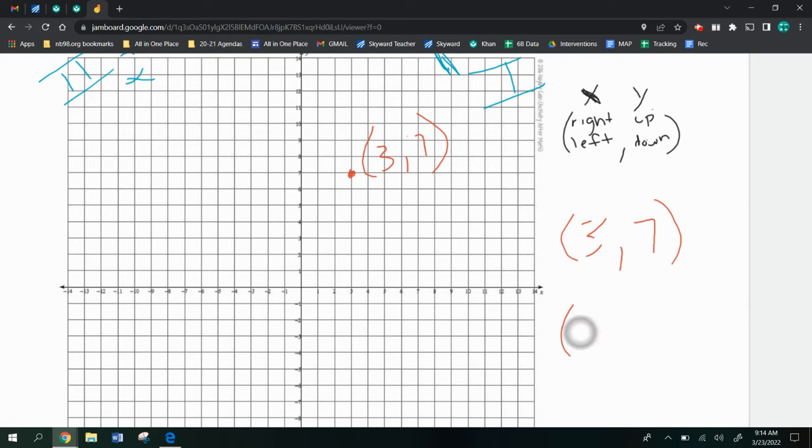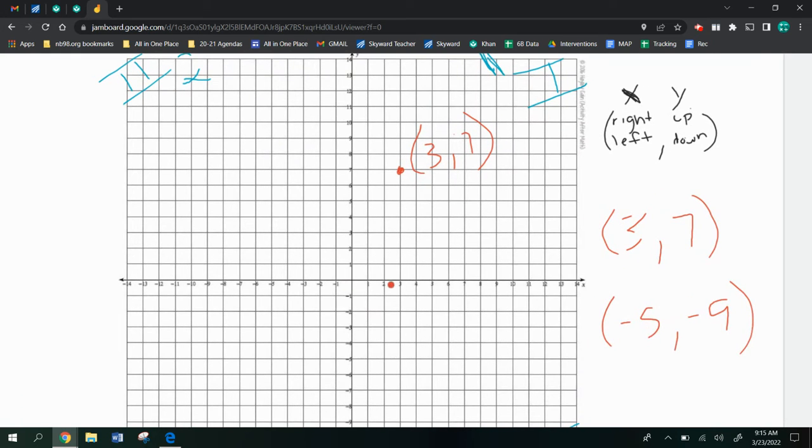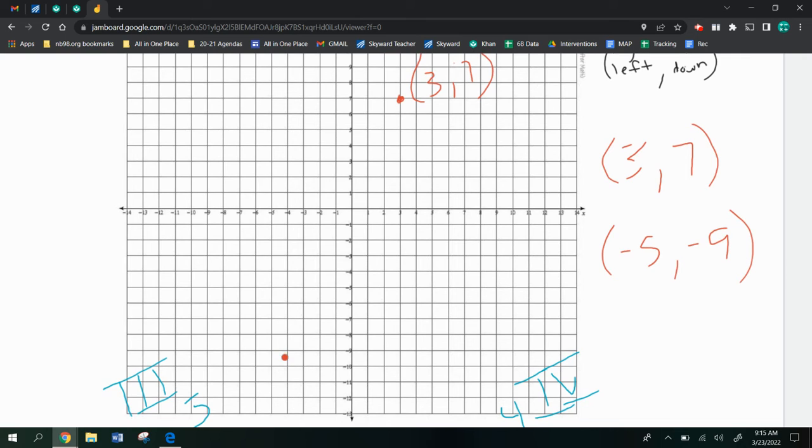Let's say I have another one, -5, -9. So now start at the center again. My x coordinate, the first number, is telling me to move 5 to the left. How do I know it's to the left? Because it's negative, and to the left is the negative direction. This is where my negative numbers are. Now I have to make a choice. Am I going to go up or down? Well, the y-coordinate tells me that I'm moving 9 units in the negative direction, so down. So -5 down to -9. And that's -5, -9.